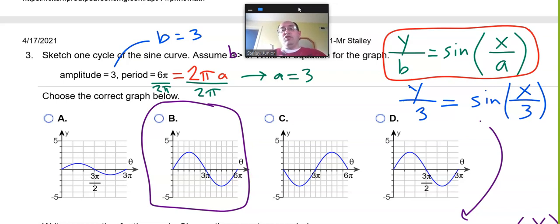And if you have it in the correct form, or I should say in a particular form, it's easier to tell what's happening. What are the changes going on?